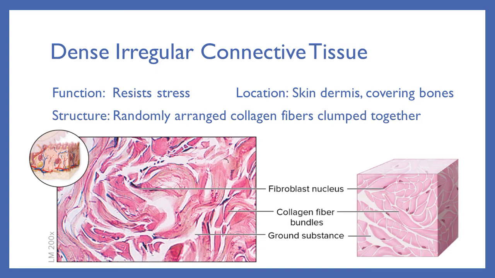In comparison, dense irregular is going to have a somewhat random, haphazard appearance to those collagens. It still is good at resisting stress, but it's not as strong as the dense regular was. We find this in our skin dermis and covering the bones. Once again, there are large amounts of collagen fibers, not a lot of ground substance, more than with dense regular, and we do see fibroblasts in here as well, which are helping to make some of that.